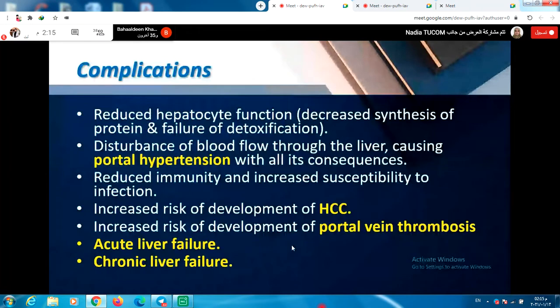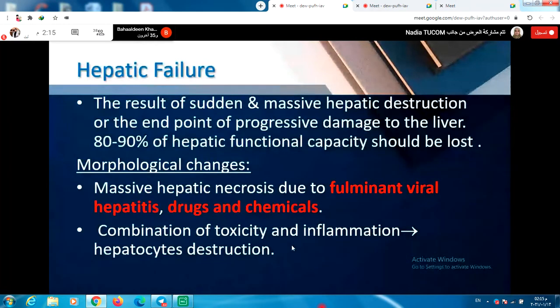Acute hepatic failure is the result of sudden and massive hepatic destruction, or it is the end stage of progressive damage to the liver. Up to 90% of hepatic functional capacity should be lost for diagnosis of hepatic failure.